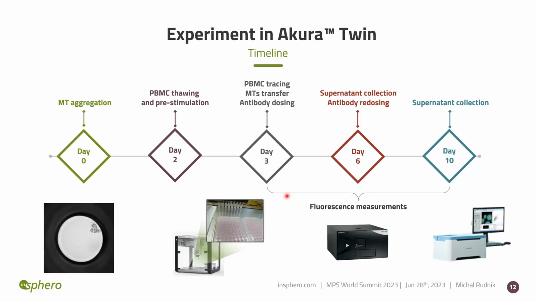So how does an experiment in AcuraTwin look? Firstly, we aggregate microtissues in separate plates, which gives us several advantages. We can use optimal aggregation protocols and media. We can pre-treat the microtissues, we can induce the disease, and most importantly, we can perform quality control.